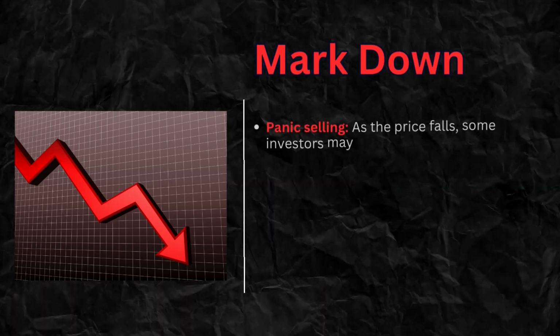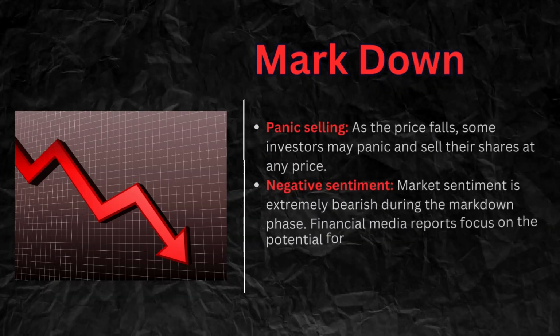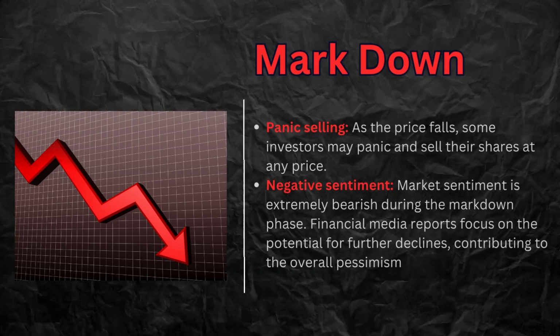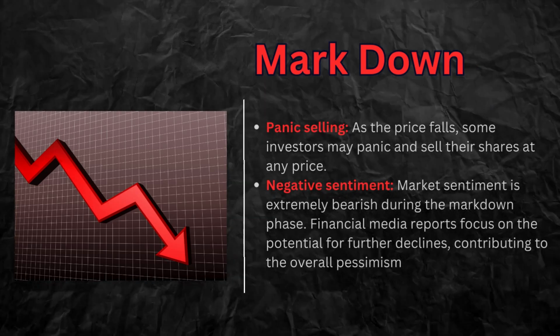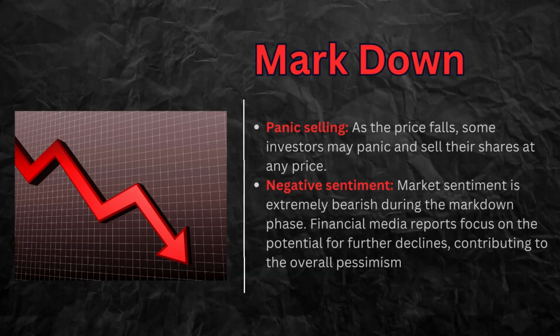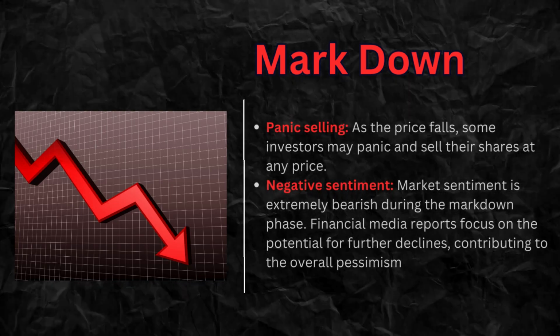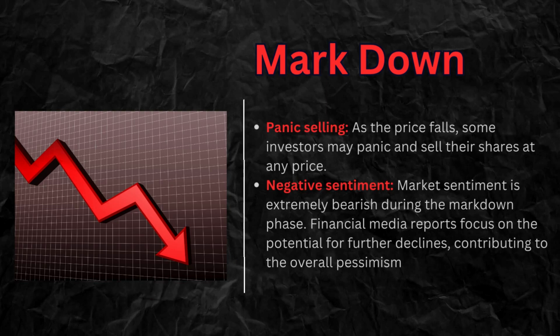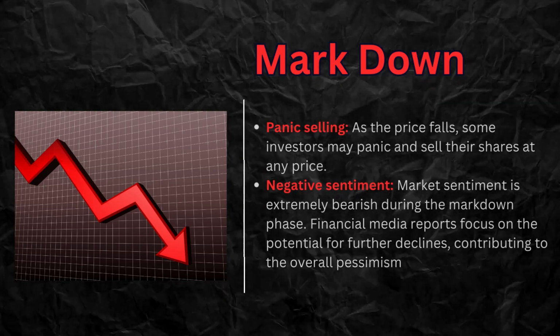And in this phase, you can see panic selling. As the price falls drastically, some investors may panic and sell their shares at any price. At this phase, the market sentiment completely switches from bullish to bearish. And after this phase, you can again see an accumulation phase. So this is how the cycle keeps on repeating.